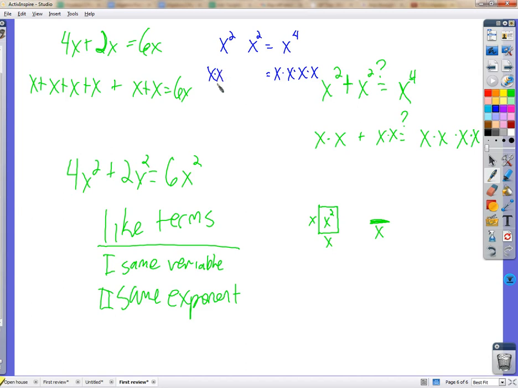Well, this is x times x, and this is x times x. What do we need for this to be the same as this? You multiply them together. So when we're multiplying them, then we can add those exponents together. And that works for x to the third. Now this becomes x to the fifth. Whenever you multiply two things together with exponents, you can add the exponents together as long as it's the same variable. But that, like I said, is not like terms, not simplifying algebraic expressions. That'll come a little bit later.